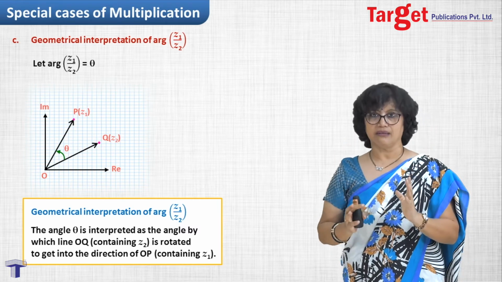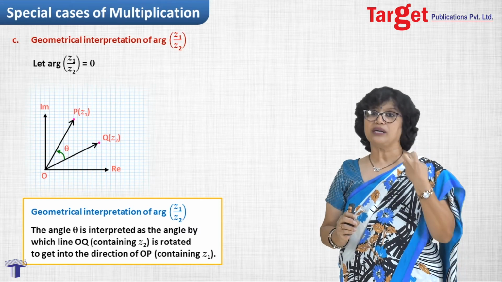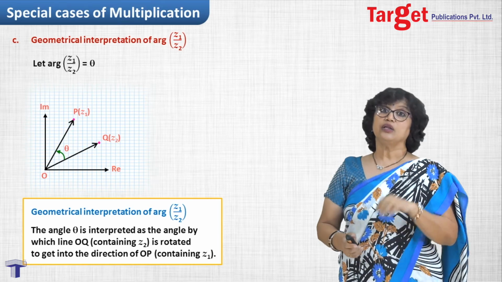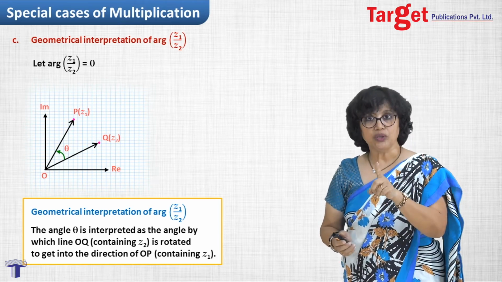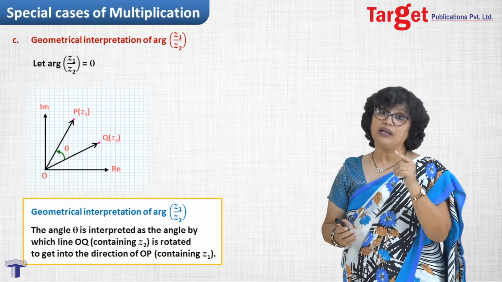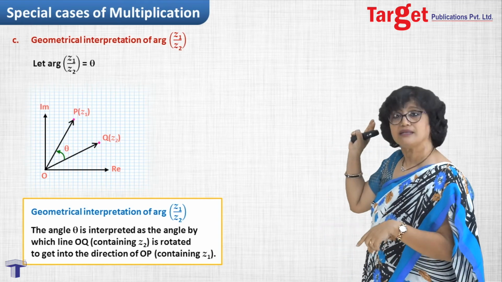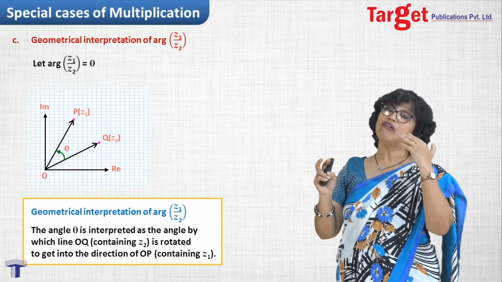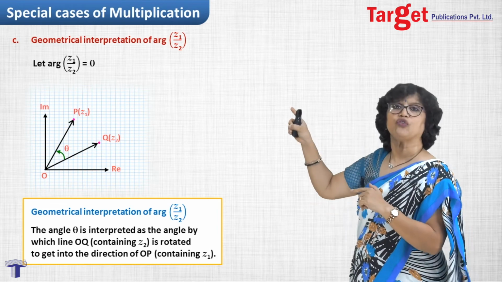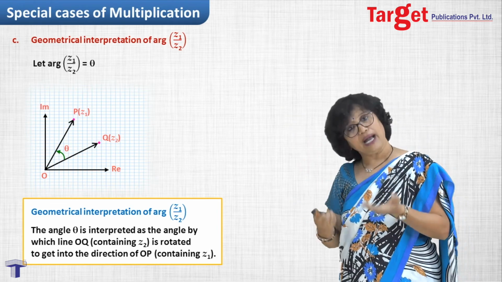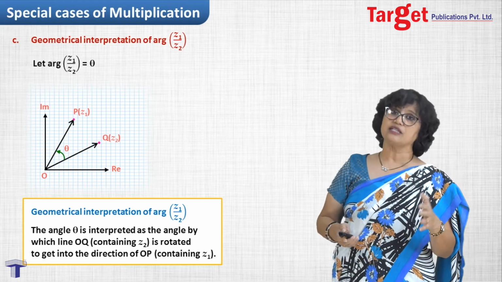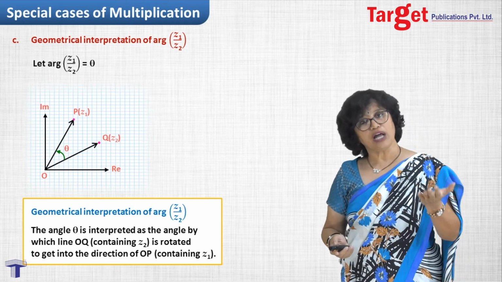Now, how do we remember it? I mean, when you solve problems, you should be able to understand what we are going to do. The quantity which appears in the denominator, that is z2 here. So, the point representing z2 is Q. So, OQ needs to be rotated to get in the direction of the number which appears in the numerator. So, P represents z1 and z1 appears in the numerator. So, we have to go to the direction of OP. So OQ needs to be rotated in the direction of OP in the anti-clockwise direction by theta. That is the interpretation, right? So this is how we have understood special cases of multiplication and the interpretation of the argument of z1 upon z2.